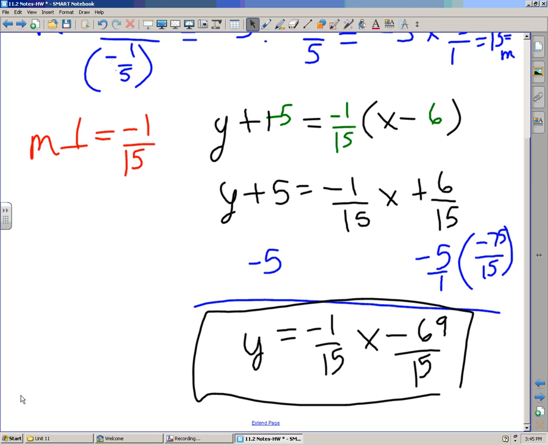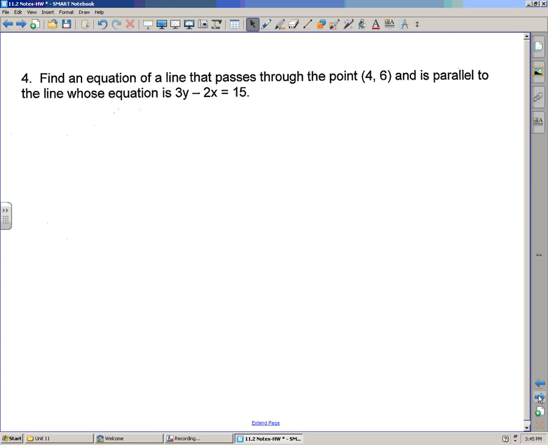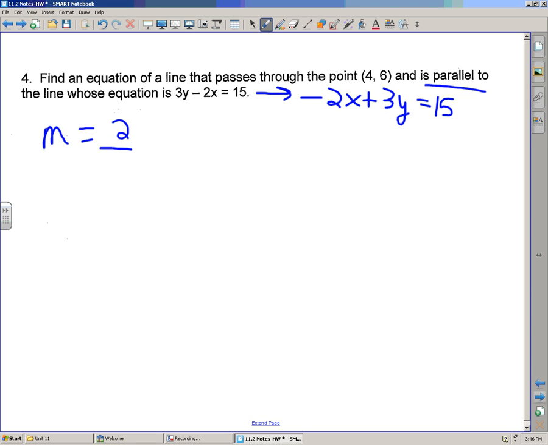If we keep going, we want to find an equation of a line that passes through the point (4, 6) and is parallel to the line with the equation 3y minus 2x equals 15. Again, if I do the shortcut for the slope, my slope becomes negative a over b. Whoopsie, you've got to be careful here, as I almost wasn't, because you need to realize that this is the same thing as negative 2x plus 3y equals 15. So almost tricky there. So a is what's attached to x. Negative a becomes a positive 2 all over b.